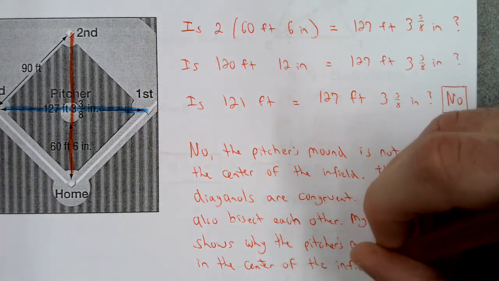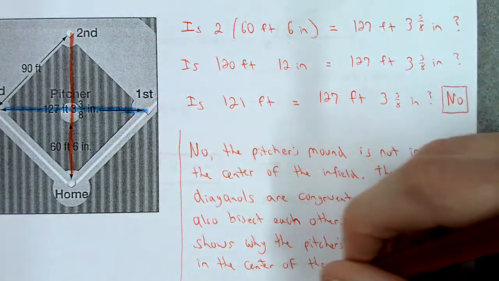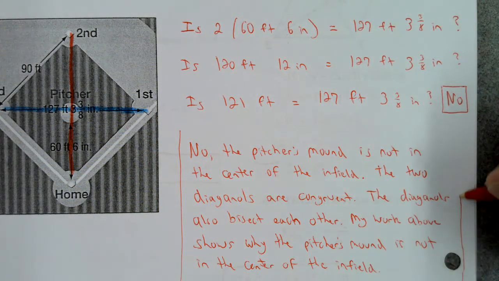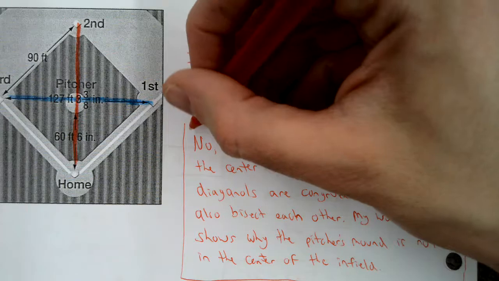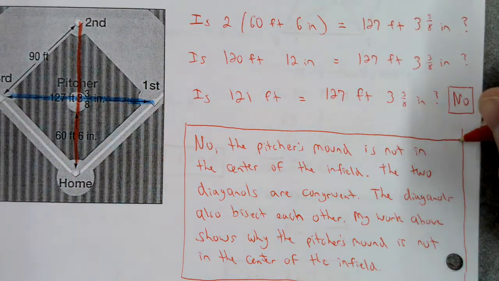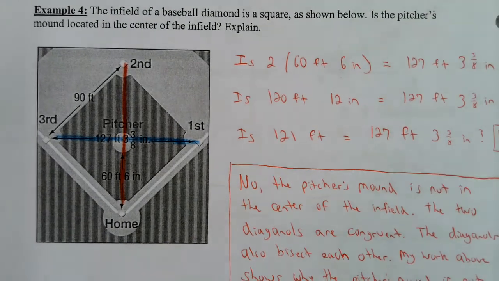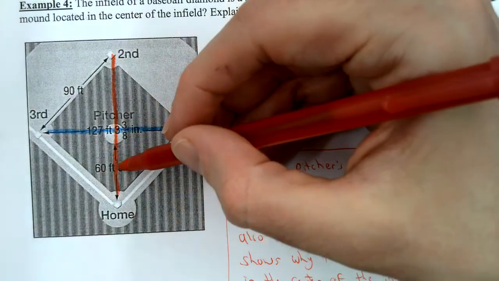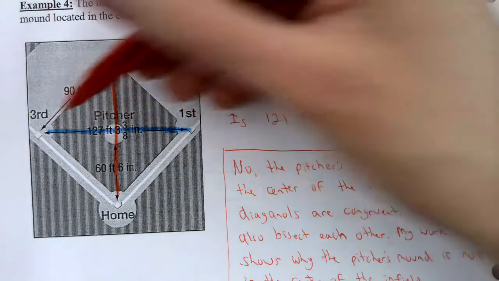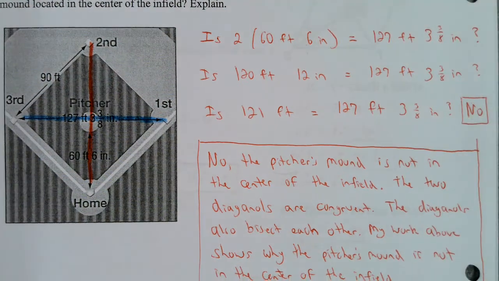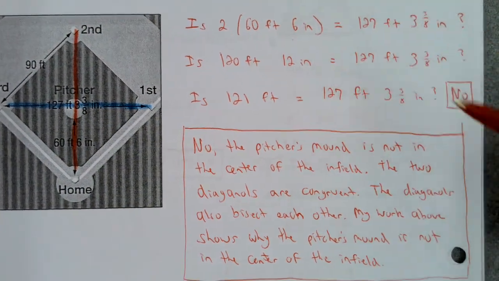Okay. So again, just to recap that, I'm not going to write any more because I basically explained why above in my math work. But remember, the diagonals are congruent. So the red diagonal does equal the blue diagonal. But since when I double 60 feet, 6 inches, I don't get the blue diagonal's length, it means that the pitcher's mound is not in the center of the infield. And this is my work showing that.